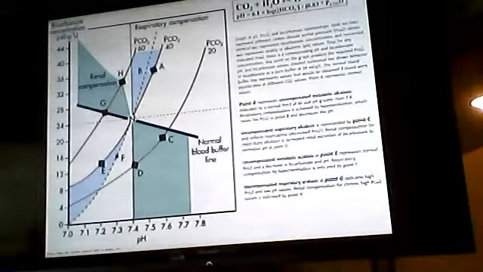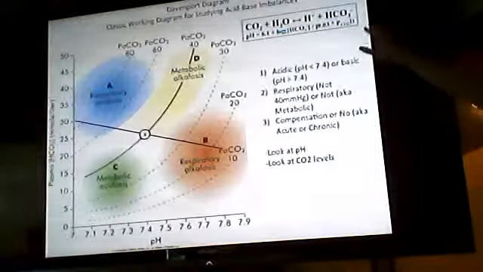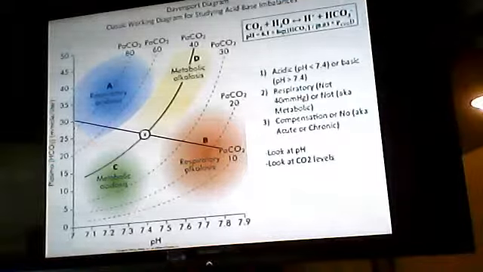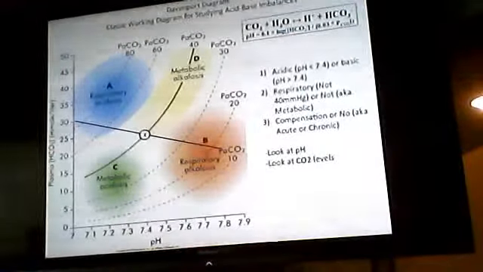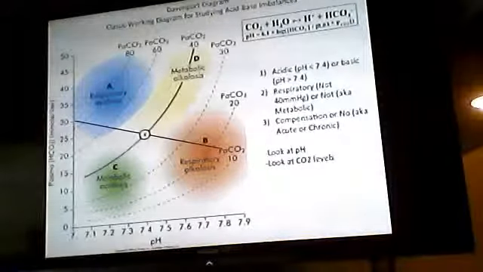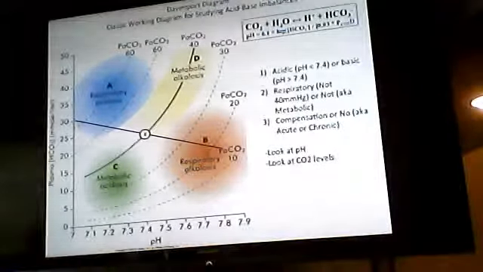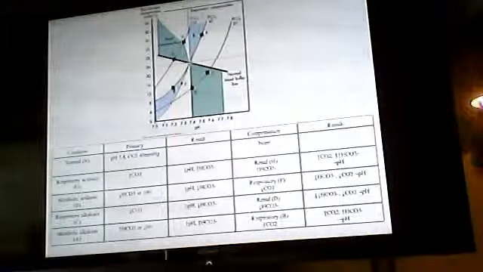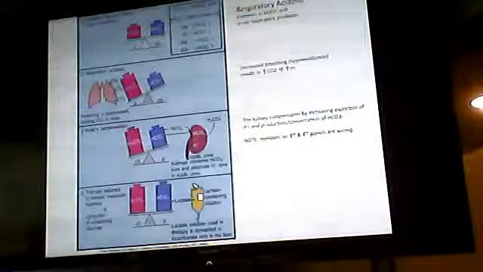This is pretty much the same thing that I just said. Also, this equation is good to have as well: pH equals 6.1 plus log of bicarb concentration over 0.03 times PCO2. This graph basically says what I said as well. You can review it on your own time.